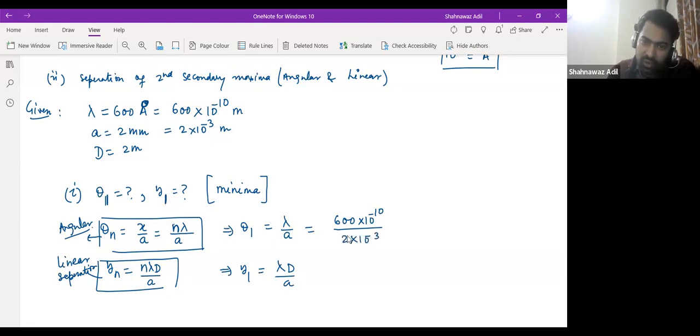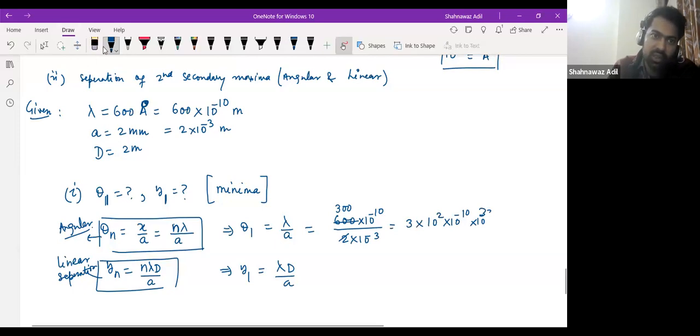So this is 300, and then this 3 goes in the numerator. So this is 3 into 10 to the power 2, 10 to the power minus 10, 10 to the power minus 3, right? This would become how much? So this is 5 minus 10. This is 3 into 10 to the power minus 5. So this is the angular separation, right? This is the angular separation.